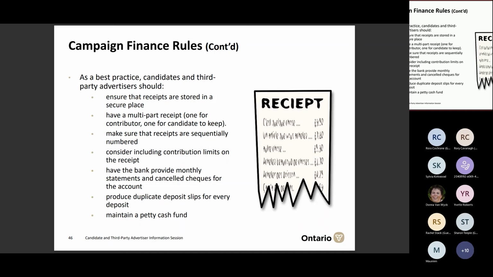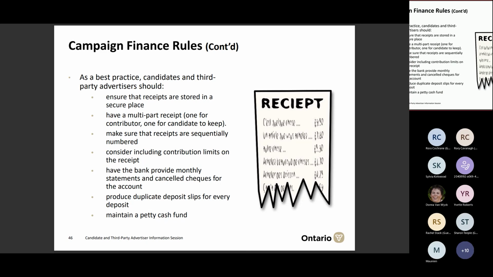So store receipts in a secure place as they are valuable documents. Receipts must be signed by the candidate or his or her designate. It's good practice to have a receipt that is a multi-part form, one for the contributor and one or more for the candidate's records. Receipts should be sequentially numbered. Open a bank account which provides monthly statements and cancelled cheques. Produce duplicate deposit slips for every deposit, listing the name of the contributors and the amounts received from each. Maintain a petty cash fund to handle minor expenses and obtain invoices to support all payments from the fund. At any time, the cash on hand plus the total amount of invoices should equal the original amount of the petty cash fund. The fund can be replenished periodically by a cheque drawn on the campaign account in an amount equal to the total amount of the invoices.